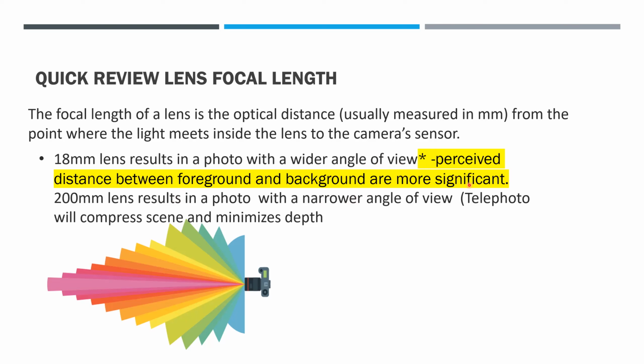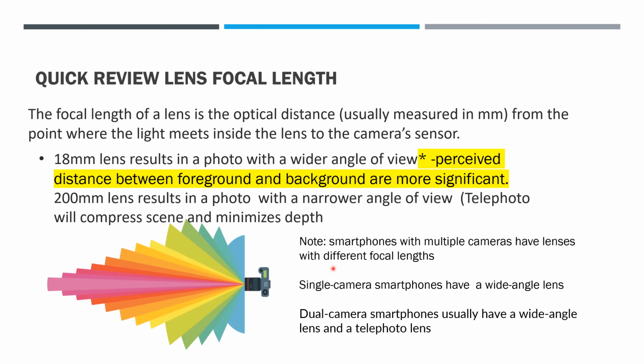So you're going to see more of your foreground, middle ground and background in focus, within your depth of field, with an 18 millimeter lens. The 18 millimeter lens is wider. If you have a very broad view and you want to see everything from left to right, you need a wider angle of view. If you want to zoom in on a section of your view, you'll use maybe a 200 millimeter lens, and you'll have a narrower angle of view. That's a telephoto lens, and this also will compress the scene and minimize your depth of field.